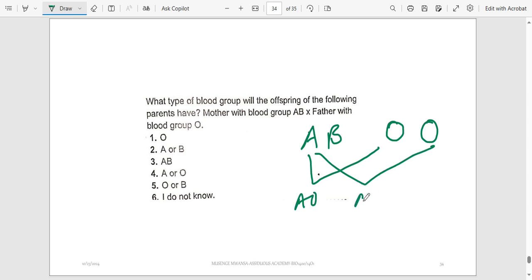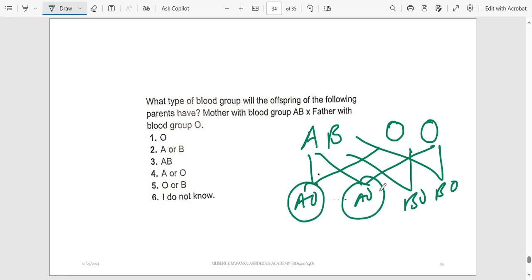This with that, OO, and then this with this, BO. This with this, BO. As long as you have got O, it means all antigen is always recessive. So these two are blood group A, these two are blood group B. So the only blood group that is possible is A or B.